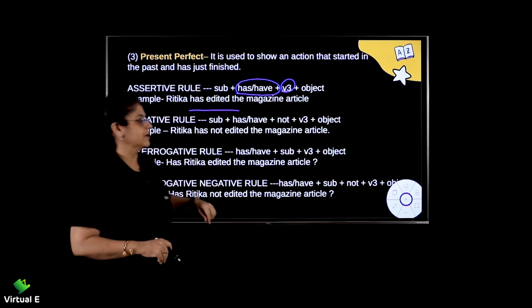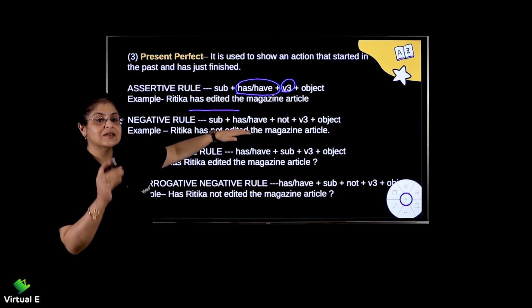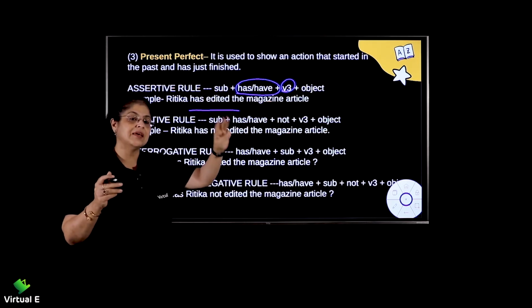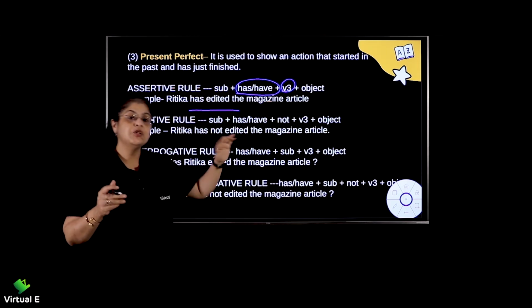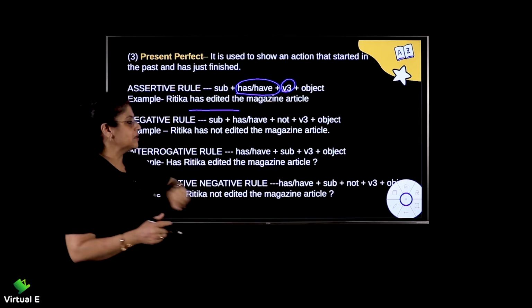So do take care. Yes, coming back, has, have. So he, she, it, any one person, animal, thing or a place, any one uses has. The rest all use have. Please keep that in mind.